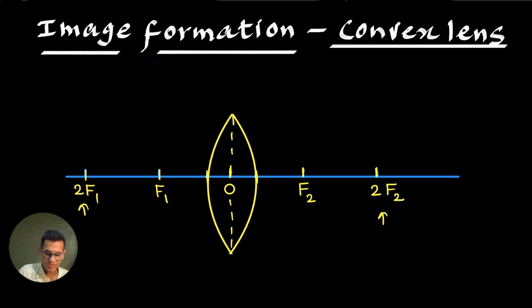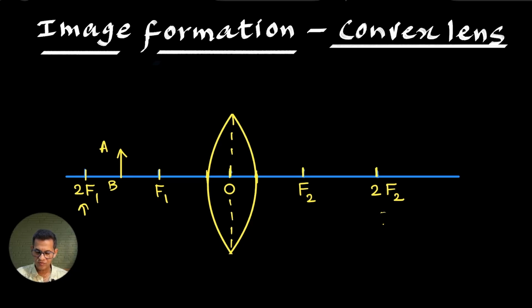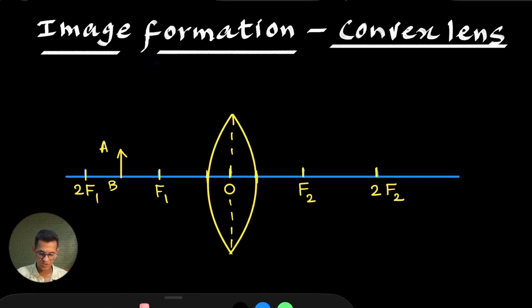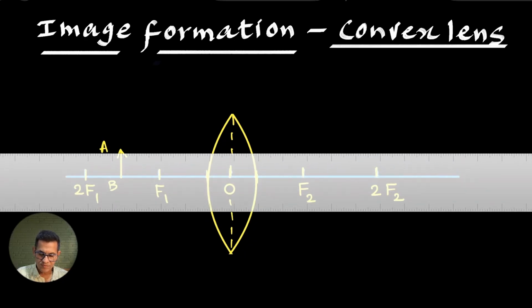Now let's say we'll place the object between f1 and 2f1. Now the position of the object will be given in the question. You will not have to worry about that. We'll name the object as AB. Now let's follow any two rules and try to find the position of the image when I place the object between these 2 points. So let's use the first rule first.